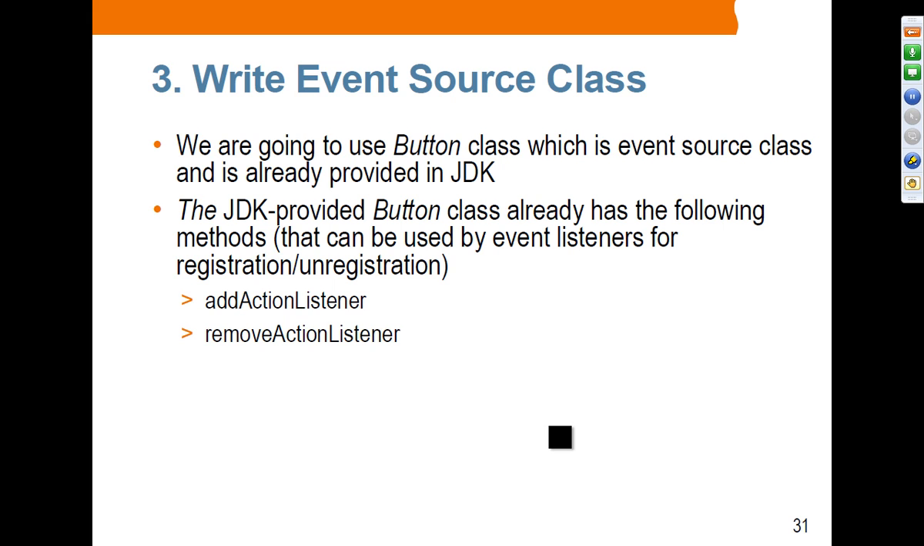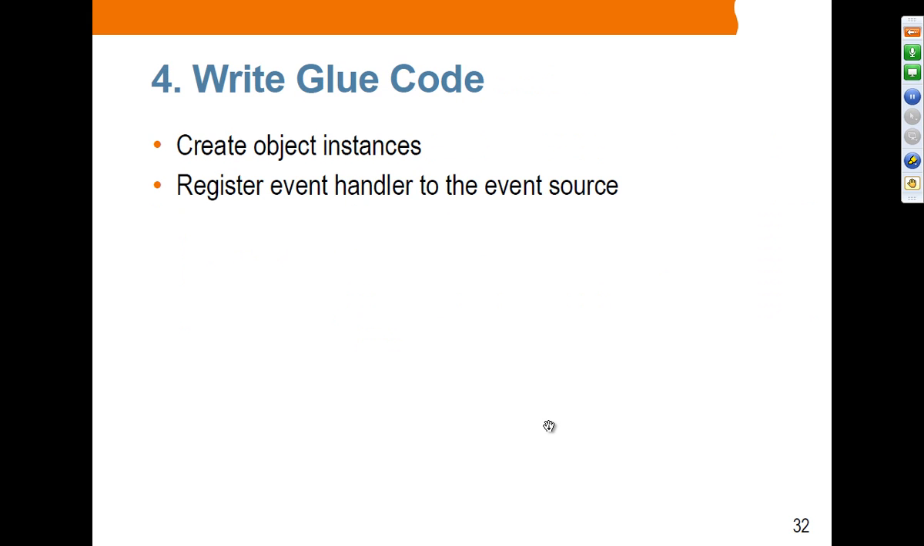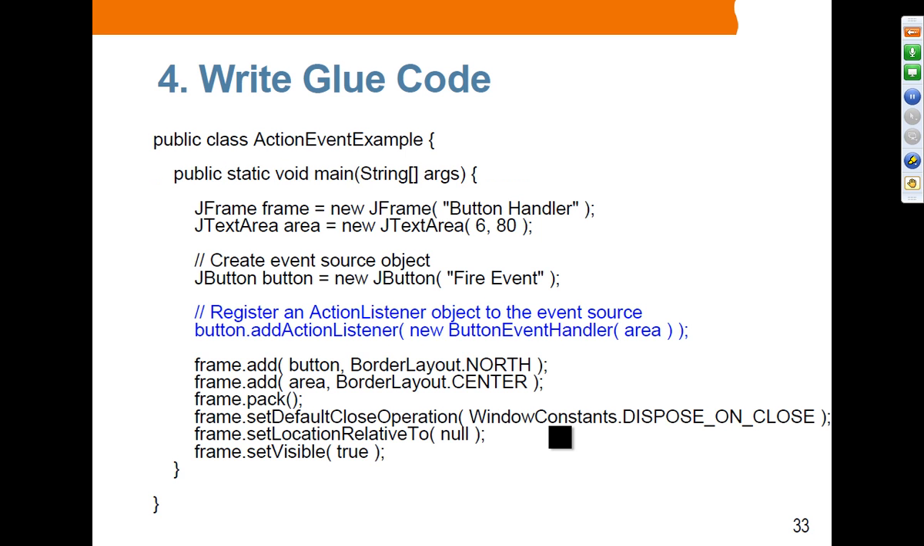And then you are going to write the event source class. So we are going to use a button class, which is already provided in the JDK. It already has add action listener and remove action listener for registration. All right, now we are going to write the glue code, in which we create object instances of the event source and event listener, and then register the event listener object to the event source using the add listener method. So this is the glue code.